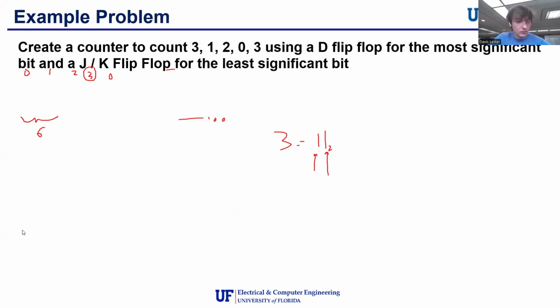Okay, that has all that I wanted to go over with flip-flops and counters. So let's actually do an example of one. So I say, let's make a counter that counts 3, 1, 2, 0, 3, using a D flip-flop as the most significant bit and a JK flip-flop for the least significant bit.